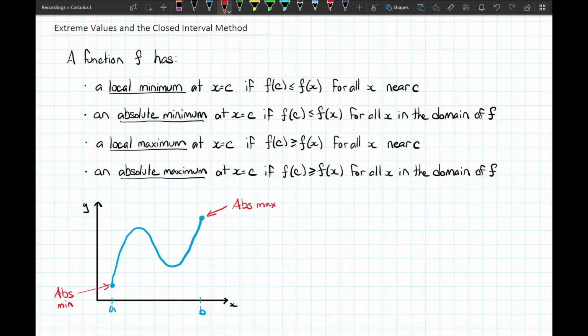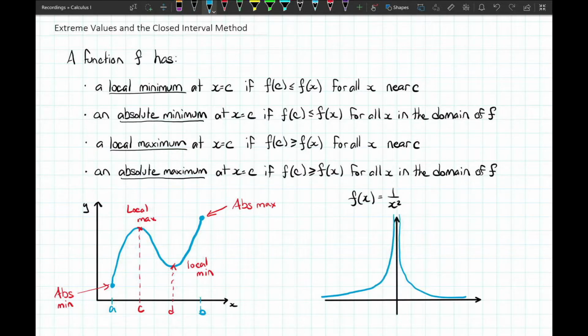Now, the absolute maximum value would occur at the highest point, so that would happen when x is equal to b. Now, there is also an additional maximum, but it's only a local maximum, and that would occur at this peak here. Maybe at some value of x equals c, this would be a local maximum. And at some value d, we can see that we would also get a local minimum. However, we can actually come up with an example that doesn't have any of these sort of behaviors.